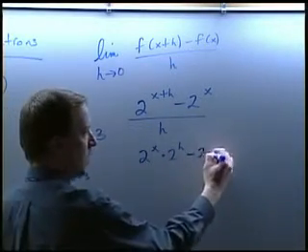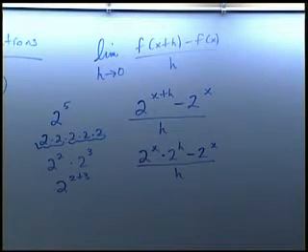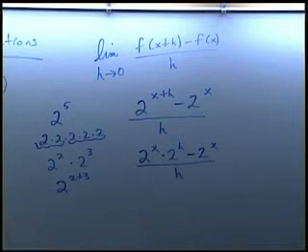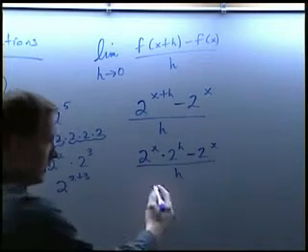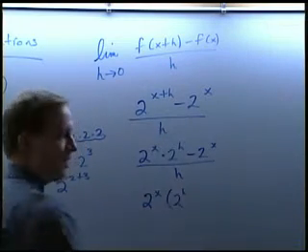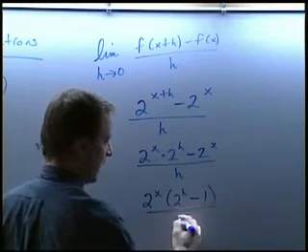All right, so now let's just rewrite the rest of this. The reason I wanted to do that is because now I can see what factors out of the first term and the second term. I can now factor out a 2 to the x. So I have 2 to the x coming out. 2 to the h is still left over from the first factor, minus 1 left over from the second factor.